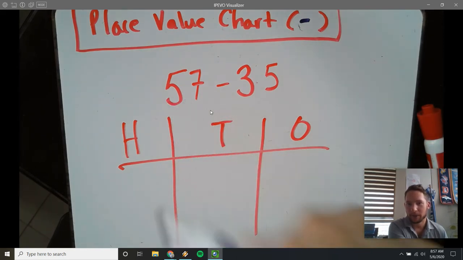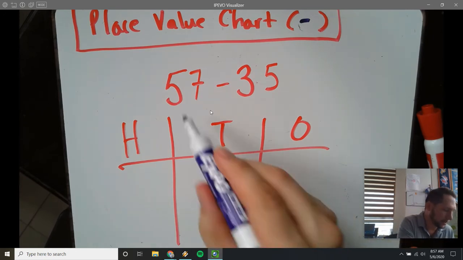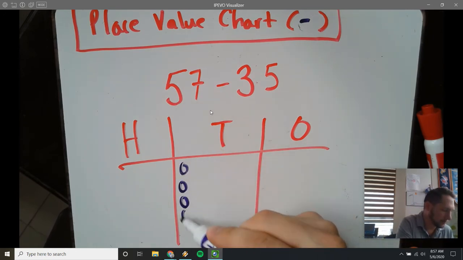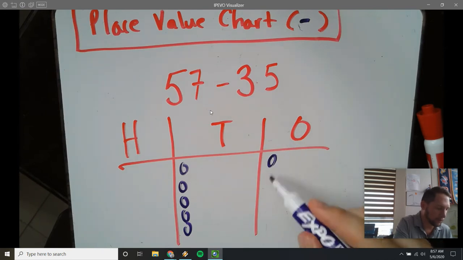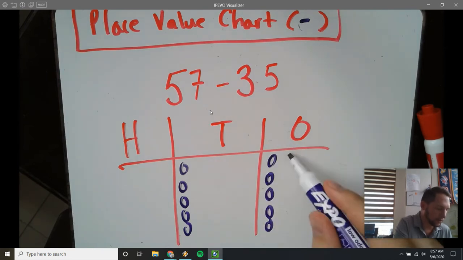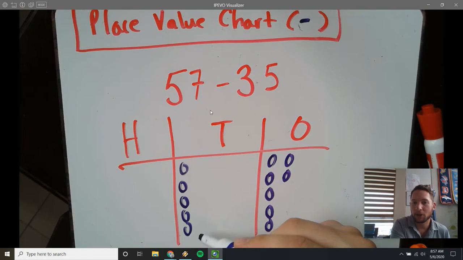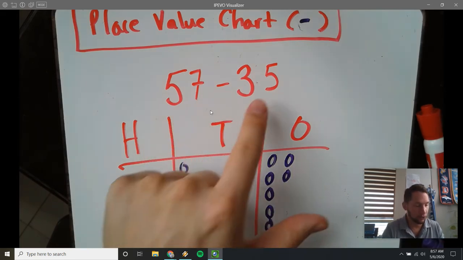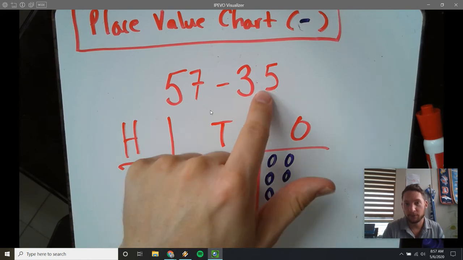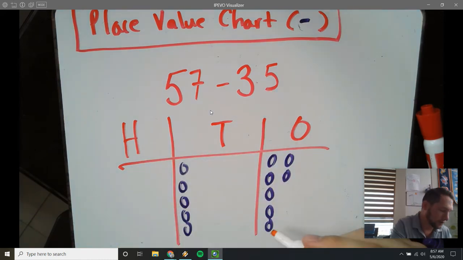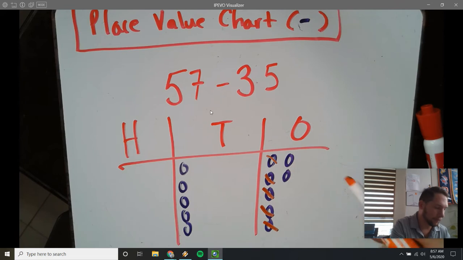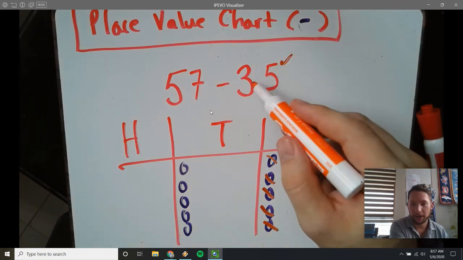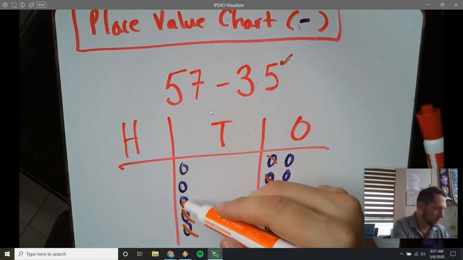So I make my big number, 57. 5 tens, 7 ones: 3, 4, 5, 6, 7. Remember, I'm doing columns of 5 so I can see the number instead of counting the number. And now I'm going to subtract 35. So start with the ones, subtracting 5 ones: 1, 2, 3, 4, 5. Okay. Subtract the tens: 10, 20, 30.